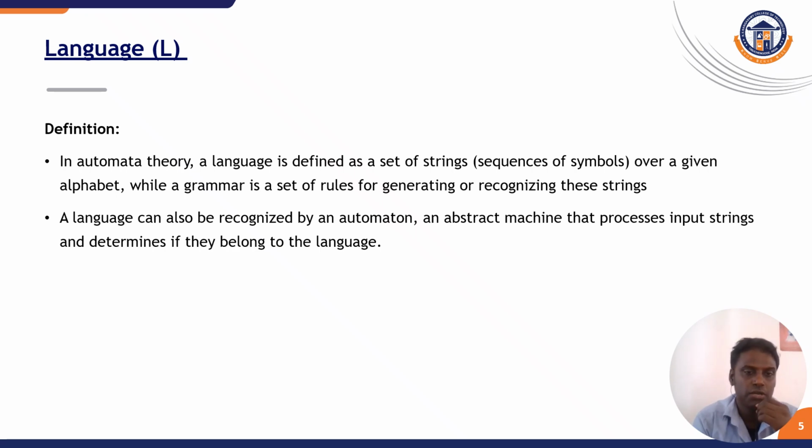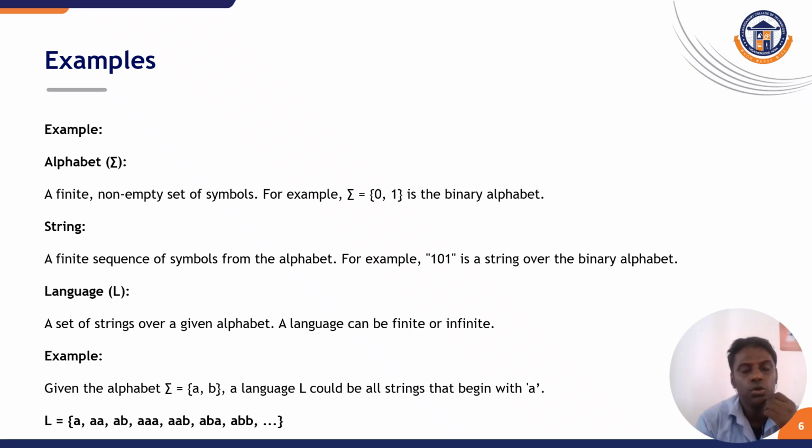So these languages are validated by a machine. Right now we are going to discuss regular languages. A language is said to be regular if it is processed by a finite state machine, either an NFA or a DFA. So, given examples. Example 1, an alphabet is a finite non-empty set of symbols. For example, sigma equal to {0, 1} is the binary alphabet. A string is a finite sequence of symbols from the alphabet. For example, 101 is a string over the binary alphabet.